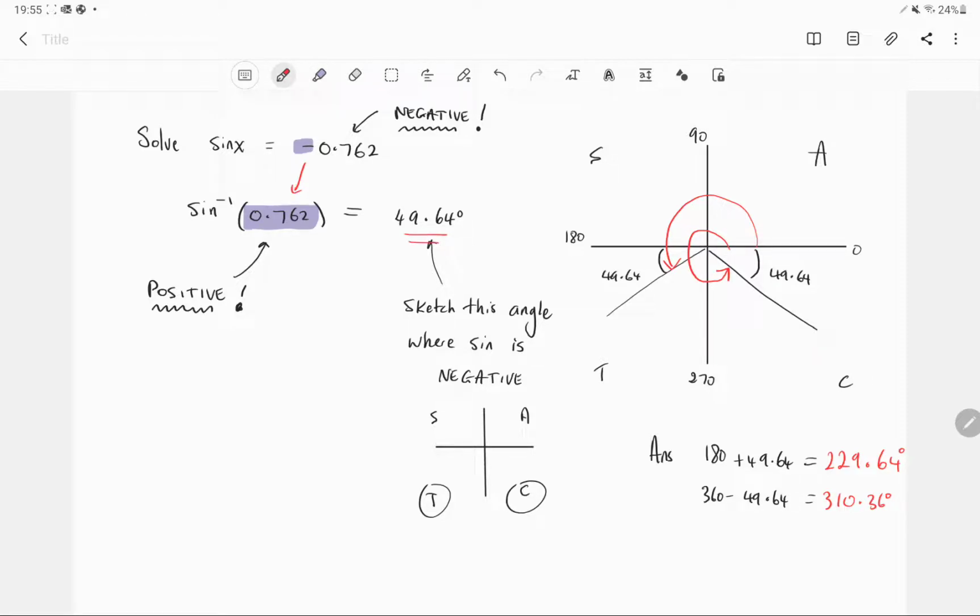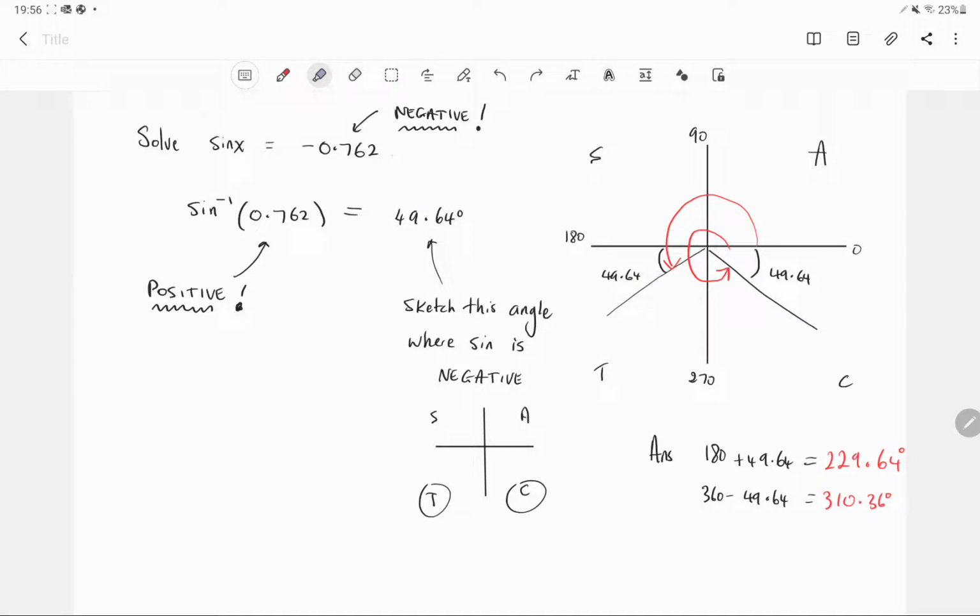It's only when we use the CAST diagram that we account for the negative sign, because we're going to take this acute angle and draw it in our CAST diagram, not where sine is positive, but where sine is negative. Sine is positive here and here, all on sine, so therefore it has to be negative in the third and fourth quadrant. So that is why we have drawn an angle. Remember, when we draw from the horizontal, we have an acute angle of 49.64 from the horizontal, where sine is negative, and sine is negative here and here.